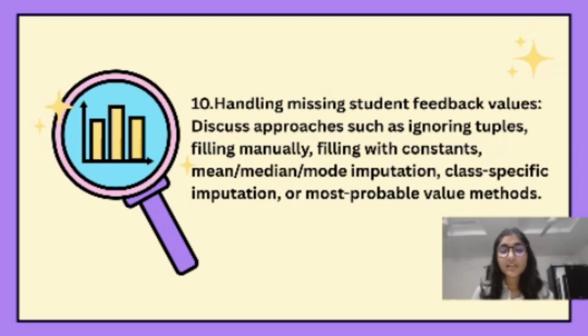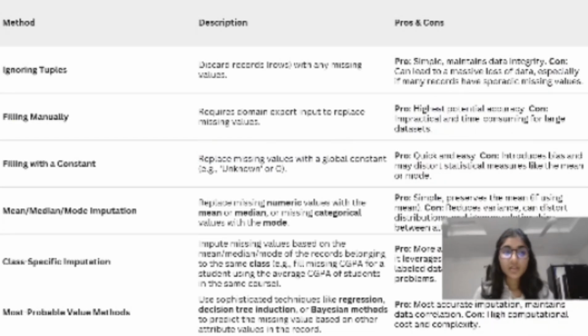Now moving on to the 10th question, that says: discuss approaches such as ignoring tuples, filling manually, filling with constants, mean, median, mode imputation, class specific imputation, or most probable value methods. So in this, the first method is ignoring tuples. Its description is to discard records with any missing values. Pros are that it is simple and maintains data integrity. Cons are that it can lead to a massive loss of data, especially if records have sporadic missing values.